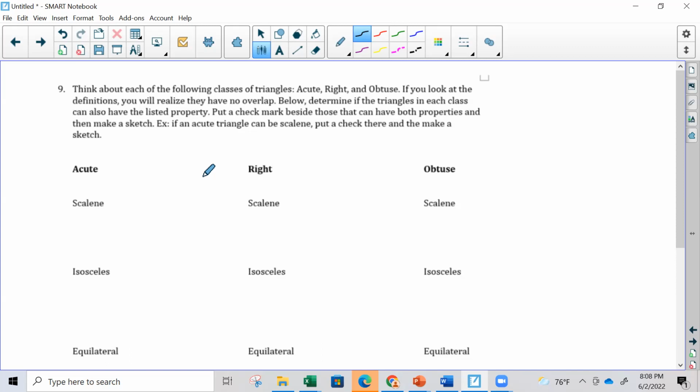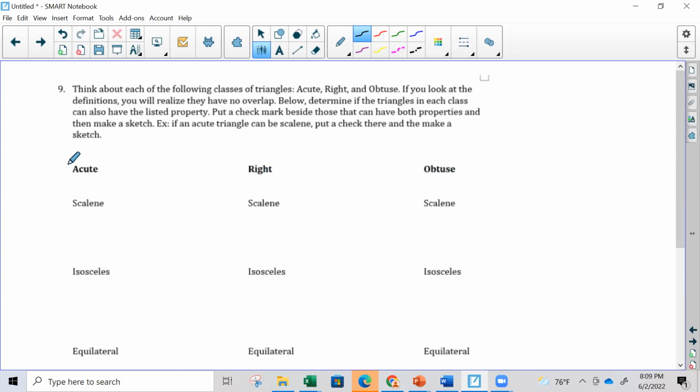It says, think about each of the following classes of triangles: acute, right, and obtuse. If you look at the definitions, you'll realize they have no overlap. What that means is an acute triangle can never be a right triangle because an acute triangle can never have a 90-degree angle. An acute triangle can never be obtuse because it can never have an angle greater than 90. An obtuse triangle can't be right because an obtuse triangle has to have an obtuse angle and it can't have a right angle.